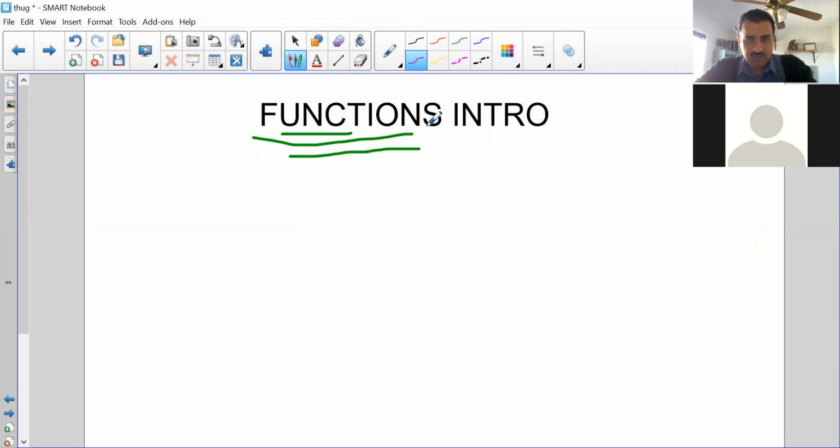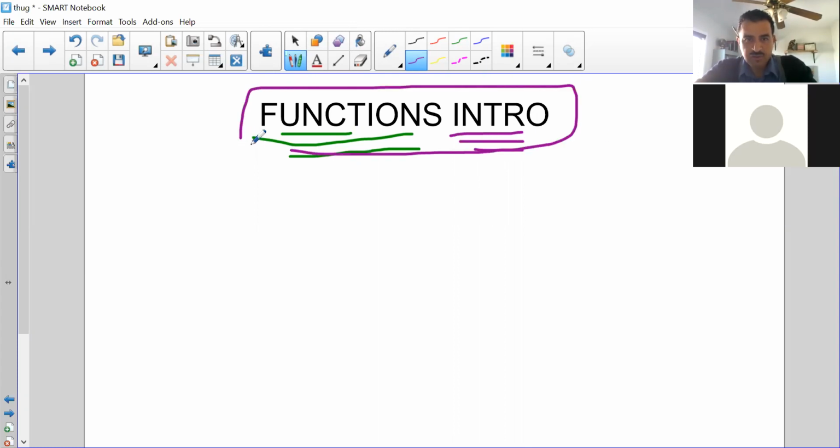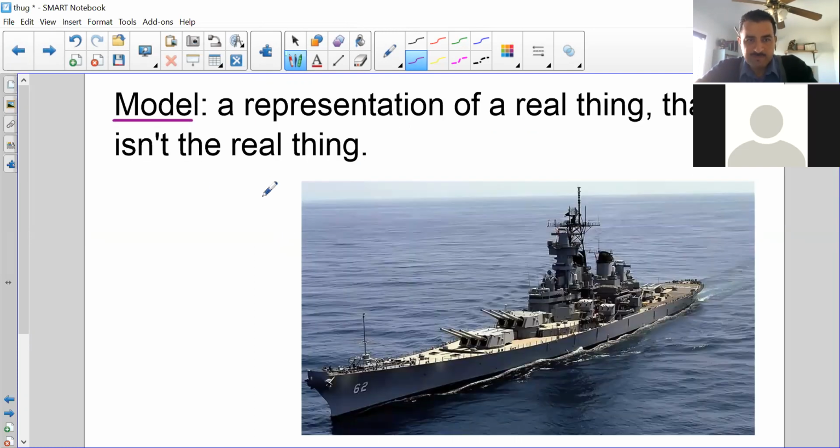Now, again, the title of today's notes is Functions Intro. I'm not sure if you're able to see this, by the way. I think I didn't post it here. So that's the title. Put this on top of your notes, Functions Intro. The first word is model. Not like a supermodel girl that guys gawk at and women want to be. A model is a representation of a real thing that isn't the real thing. Okay? So it's a different definition than a supermodel. So far, so good.